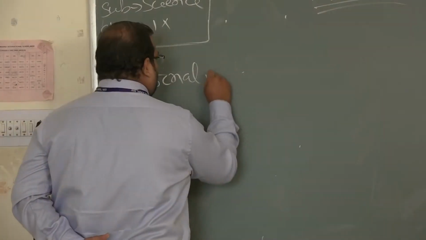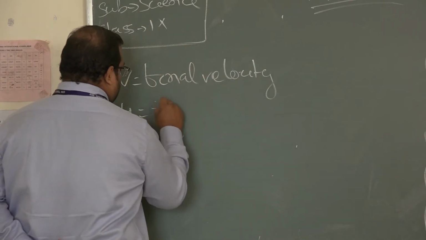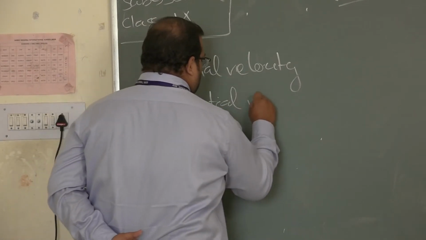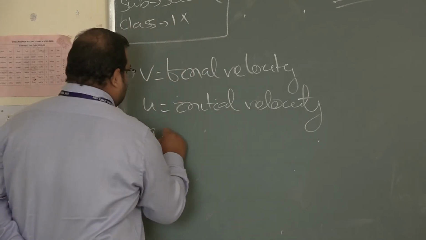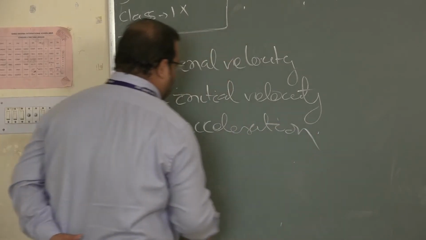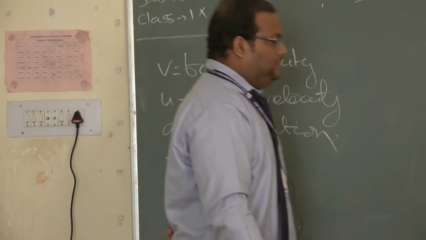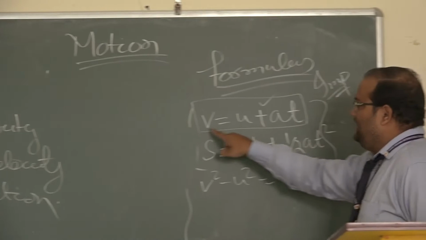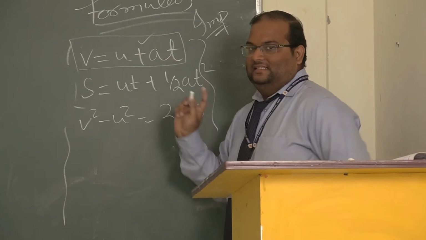Now here, v is the final velocity, u is the initial velocity, a is the acceleration, and t is the time. So in the first case, v is the final velocity, u is the initial velocity, a is the acceleration, and t is the time.